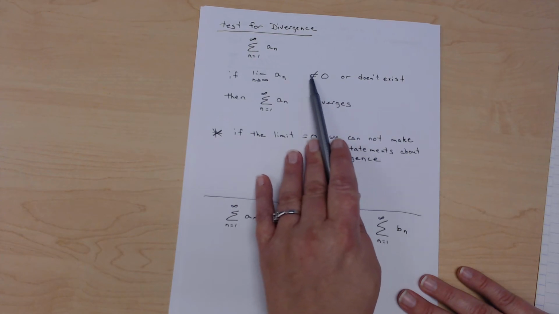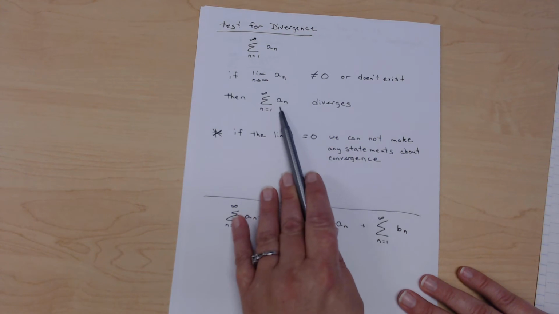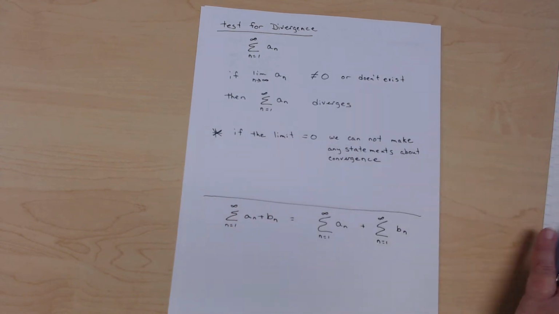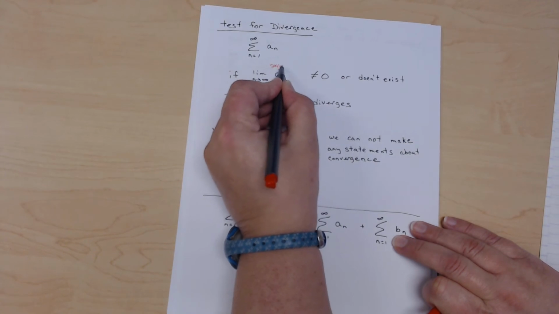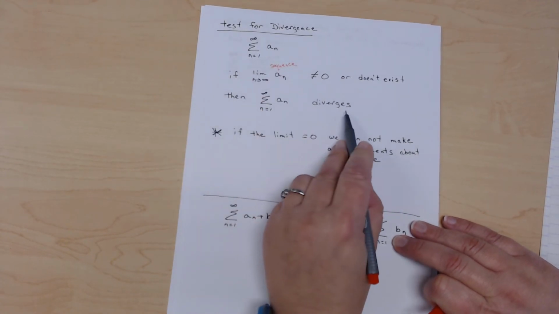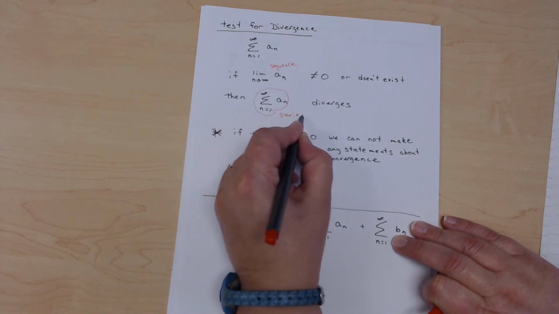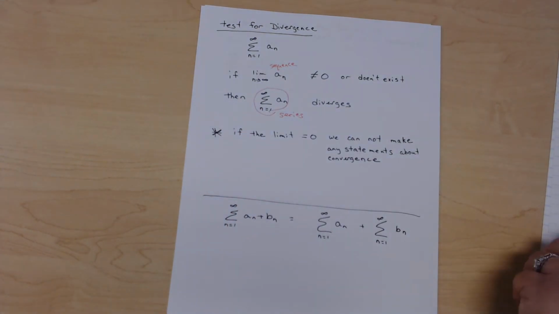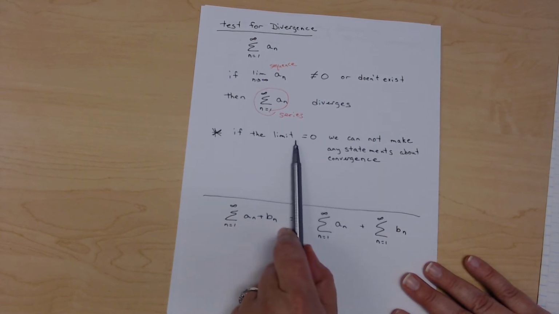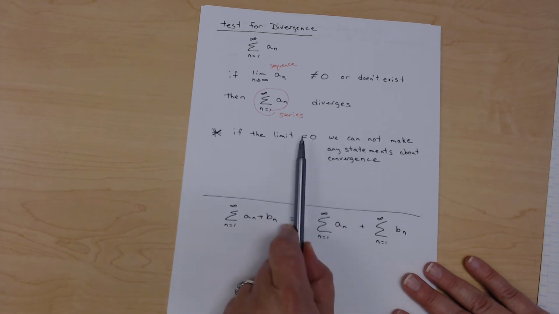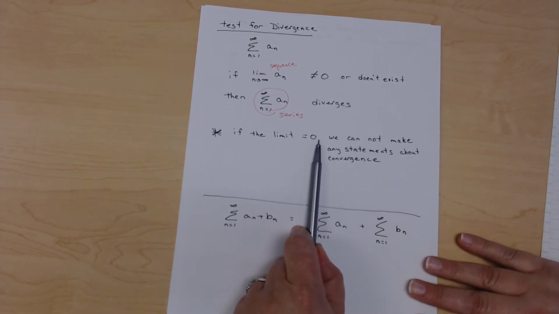We're going to use this most of the time. If it doesn't equal 0, then the actual series diverges. We're looking at it as a sequence, but we're able to state that the series diverges. This is important. If it equals 0, we can't say it converges. If it equals 0, we're back to the beginning. We have no idea if it diverges or converges.